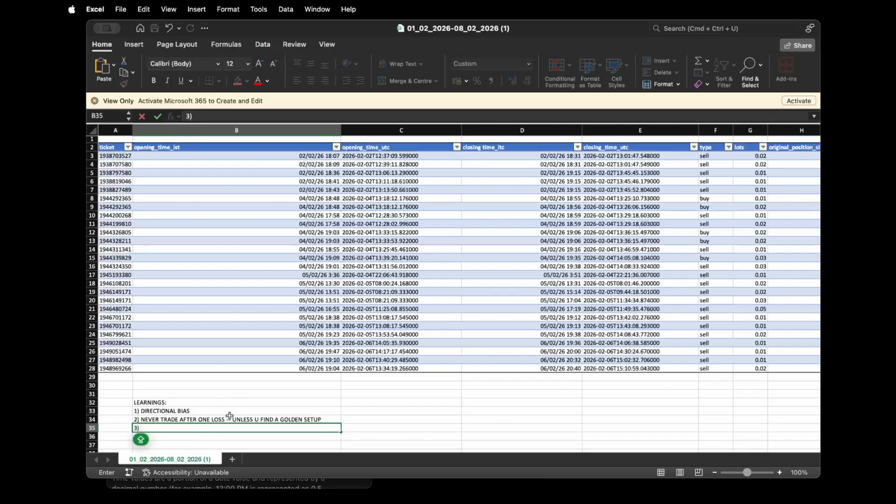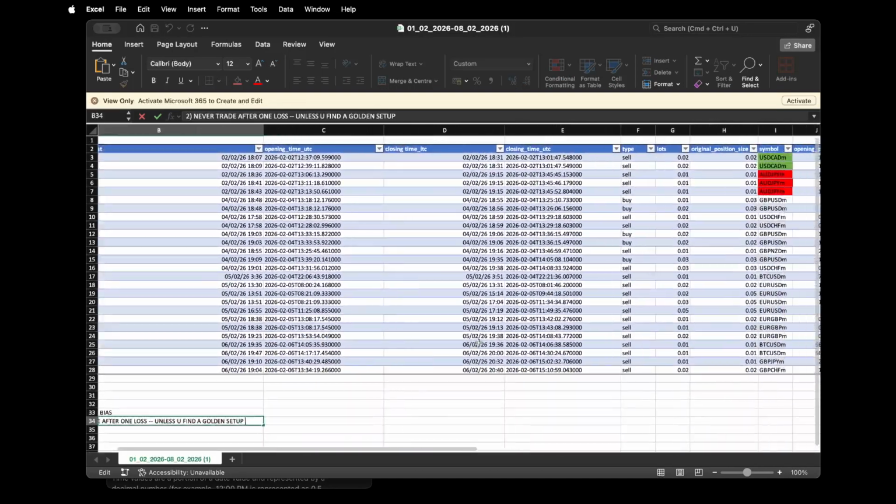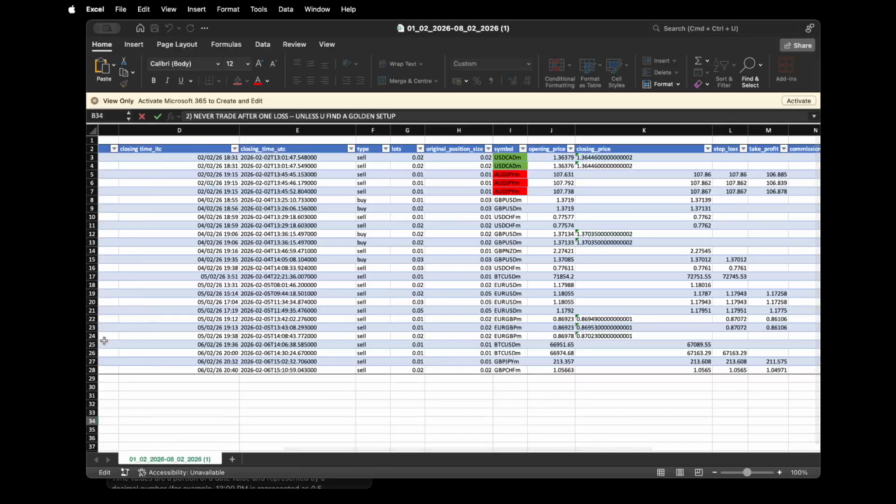Okay, so this trade was basically taken out of fear. Never trade after one loss. Your mindset has completely changed. Okay, so now let's jump to the third trade. Third trade is GBP USD, GBP USD. Okay, so I took 0.3 lots. Let's see what was this.